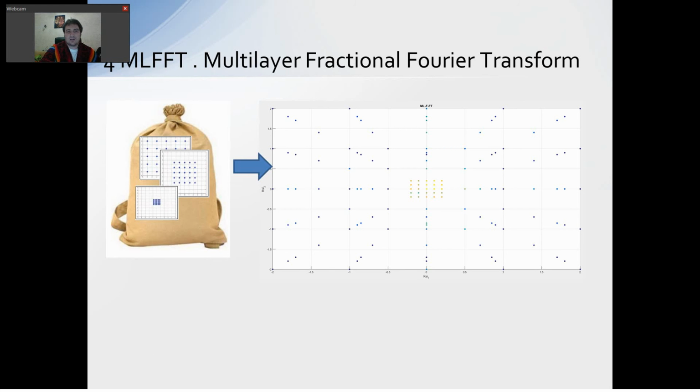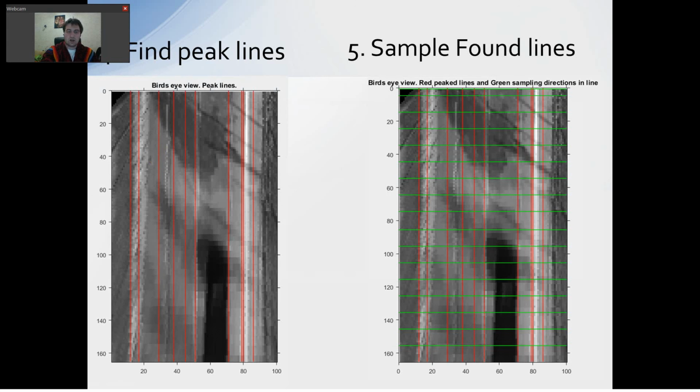In this work, we use a generalization of the discrete Fourier transform. The original discrete Fourier transform is defined for a function defined at some integer points, so it's just a finite collection of samples. And via the fractional Fourier transform, we can work with a discrete Fourier transform which has values at fractional points. Multilayer means that we want to incorporate different grids simultaneously.